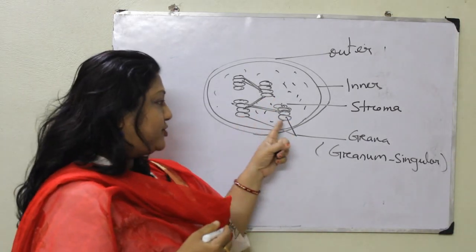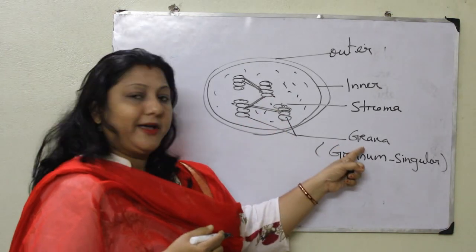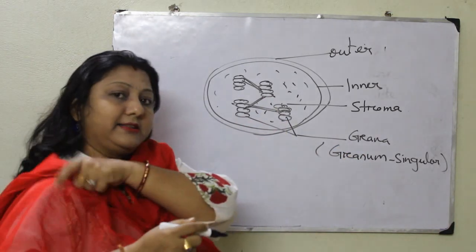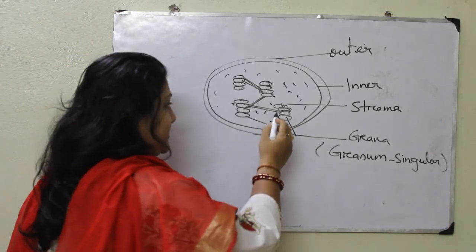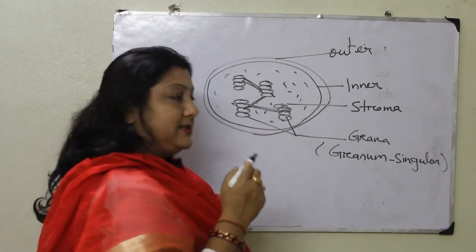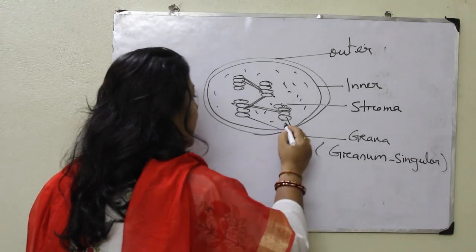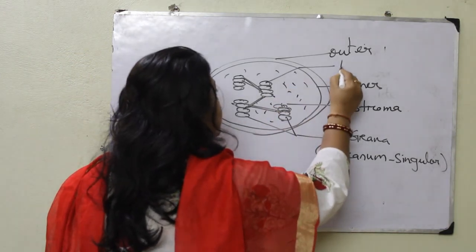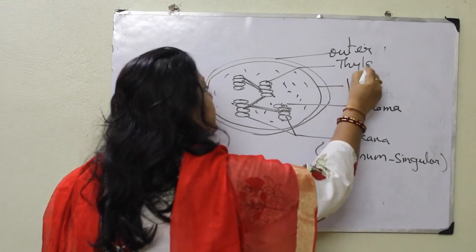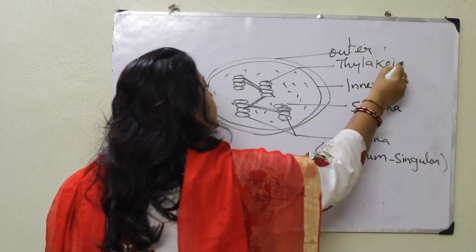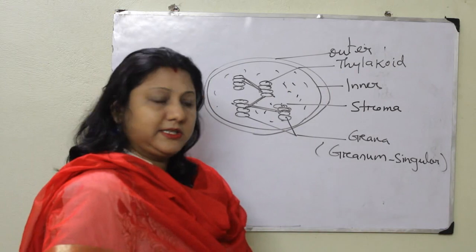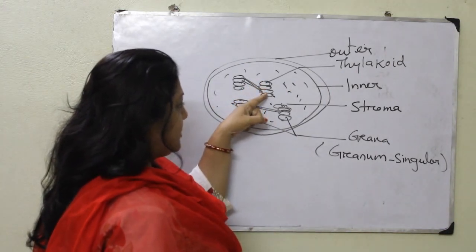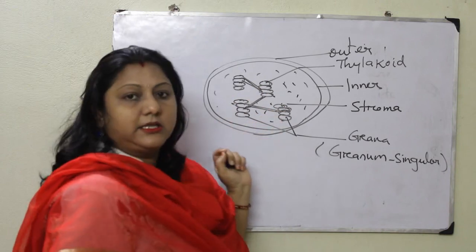But I have drawn two lines, that's why I have written here grana. Now the stacks are made of disc shaped structures, and they are called thylakoid. I will label this disc shaped structure as thylakoid. Which one is the thylakoid? This coin shaped structure, the disc shaped structure, is called the thylakoid.